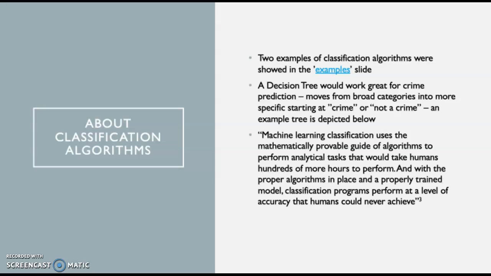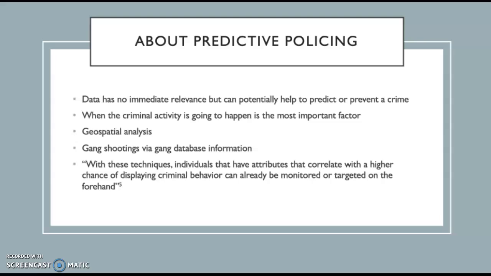So moving on to predictive policing, data has no immediate relevance when we're talking about predictive policing, but it can potentially help us. So we don't really know until we start to look at the data. When the criminal activity is going to happen is one of the most important factors, not necessarily about the people, which is why there has been so many problems with predictive policing, because people feel like we are targeting people when using it.